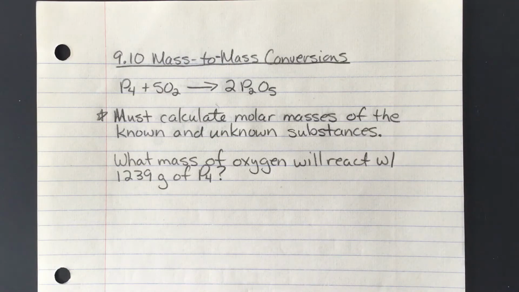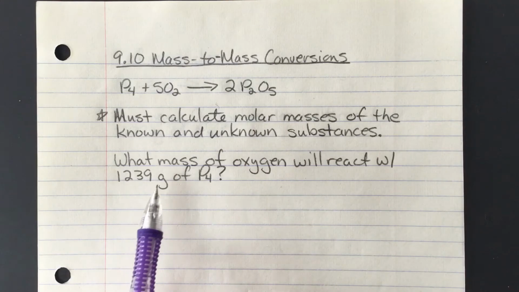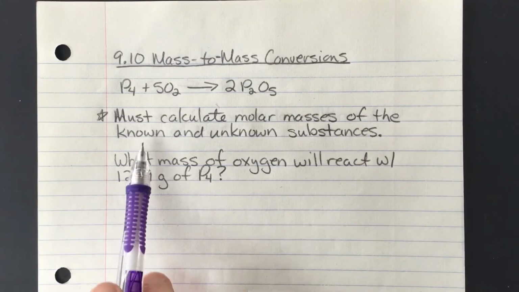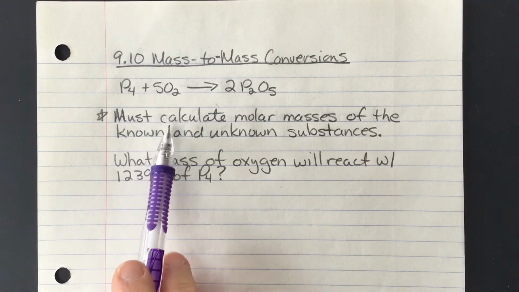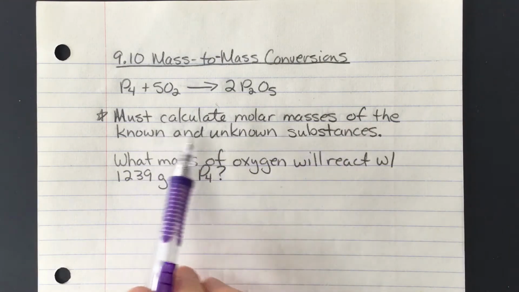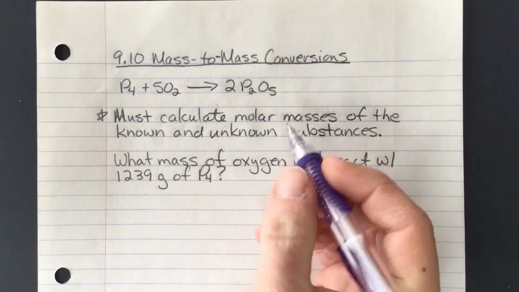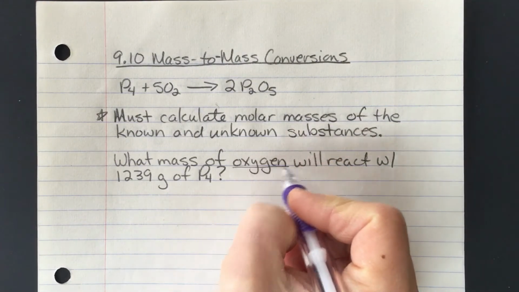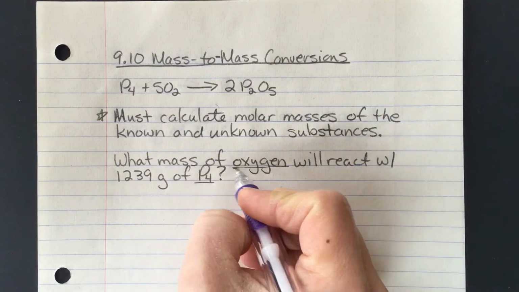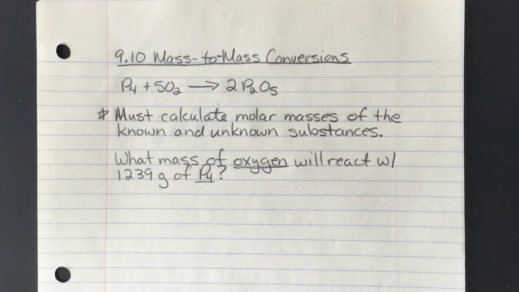Okay, so we're continuing on with the same equation we had before, and we're adding really in just one more step. When we're converting from mass to mass, we must calculate the molar masses of the known and unknown substances. So we have to convert to molar mass both substances in the problem, and in this case, the oxygen and the P4.